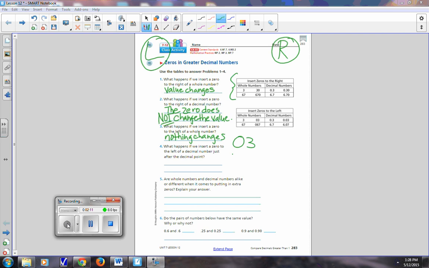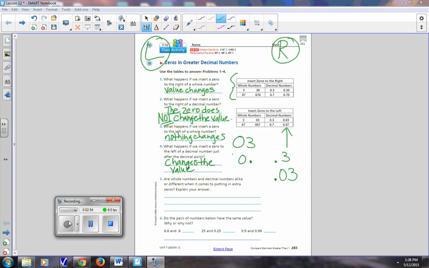What happens if we insert a 0 to the left of a decimal, just after a decimal point? Think about that for a second. For example, right here, if I have 3/10 and I put a 0 in front of it, what happens to the value? Does it change the value? Yes. It goes from 3/10 to 3/100, which is smaller. 3/10 is bigger. So it changes the value.